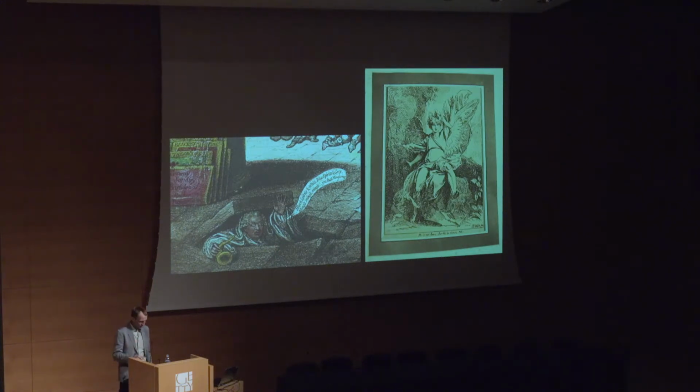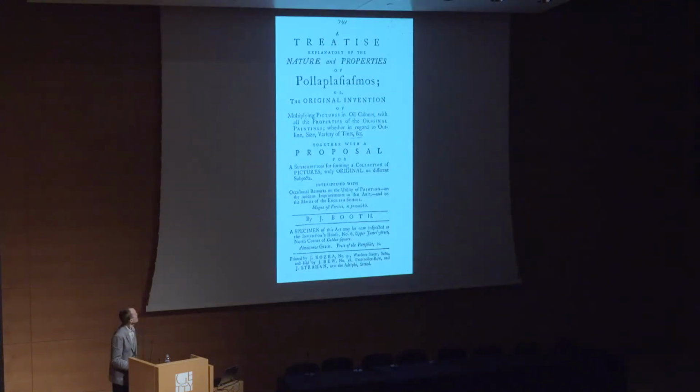In the 1780s, painter Joseph Booth began a series of bombastic publications, trumpeting what he variously called polyplasiasmos, or polygraphic replication of grand manner oil paintings by, quote, a chemical and mechanical process without any touch or finishing by the hand, unquote.